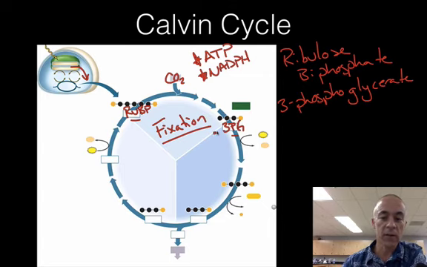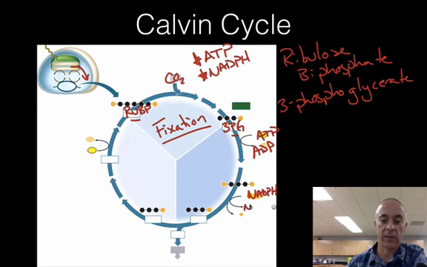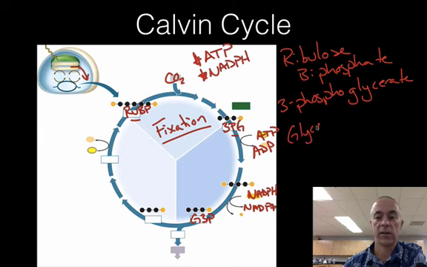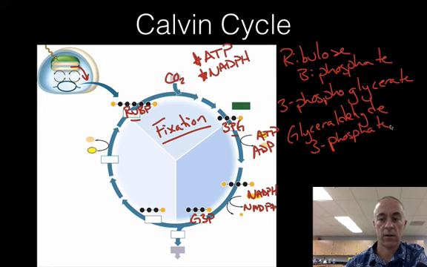And so this 3-phosphoglycerate goes through a few steps where it gets energy from ATP and it gets some energy from NADPH. So that ATP becomes ADP and our NADPH becomes NADP plus. And ultimately what it turns into is something called G3P, which is glyceraldehyde 3-phosphate. And now this is what's actually taken out of the Calvin cycle.